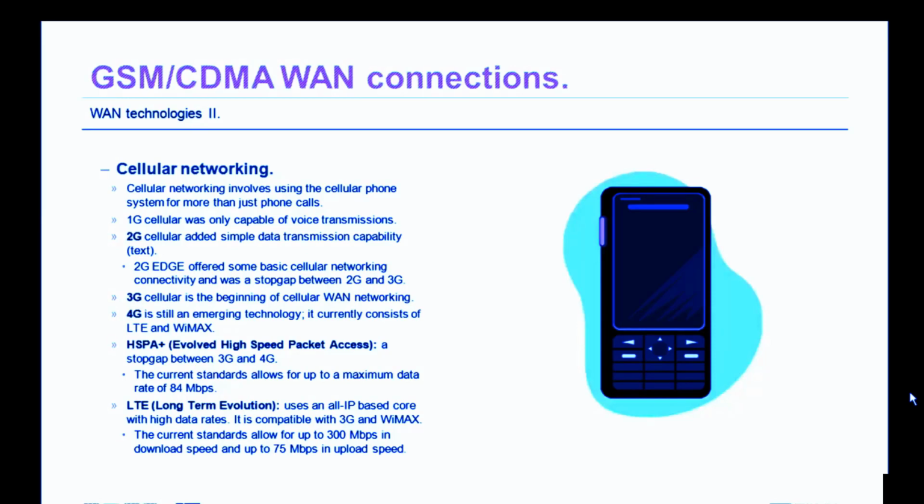It's still available today. The current standard for HSPA+ allows for up to a maximum data rate of 84 megabits per second. Now, it's not quite as good as LTE, which is long-term evolution. LTE uses an all IP-based core with high data rates. Now, LTE is compatible with both 3G and WiMAX. The current standard for LTE allows for up to 300 megabits per second in download speeds and up to 75 megabits per second in upload speeds.